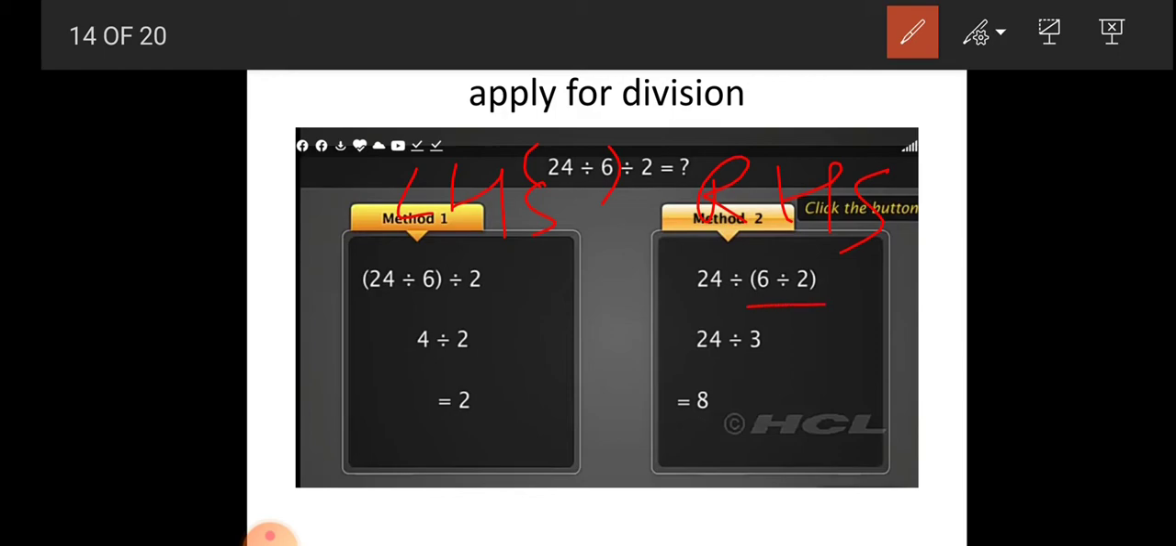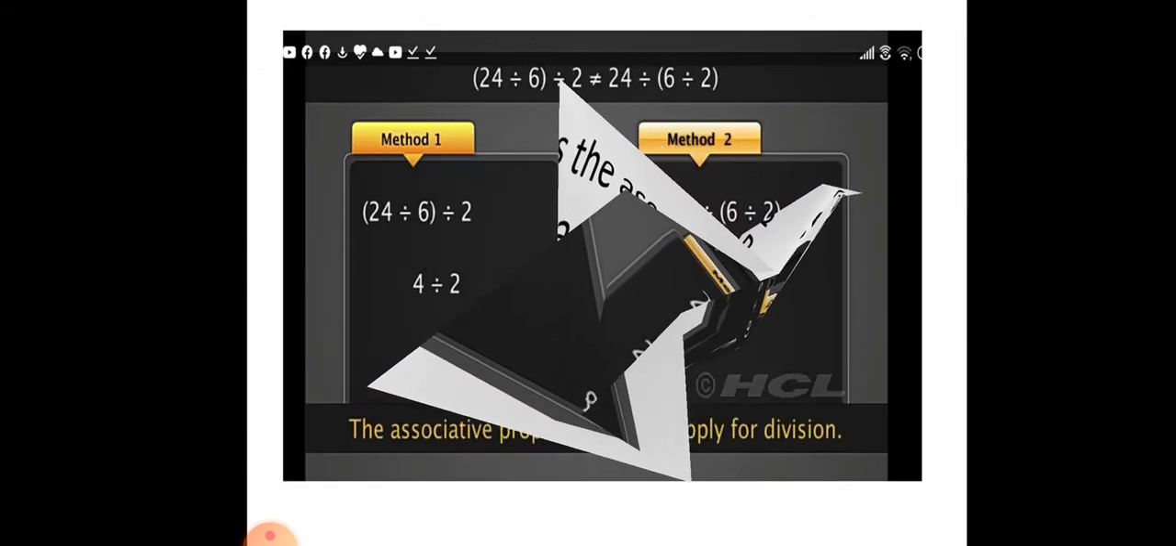First we solve the bracket. 24 divided by 6, 6 fours are 24. In the right hand side, 6 divided by 2, 2 threes are 6. Then 4 divided by 2 is 2. 24 divided by 3 is 8. Again the answer is different.